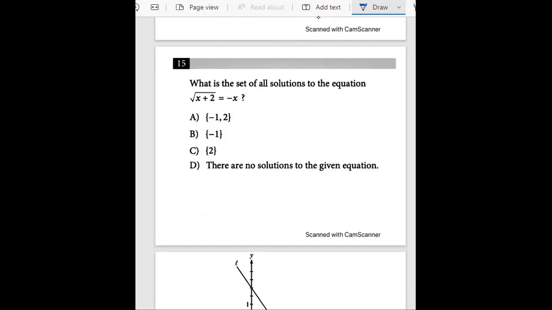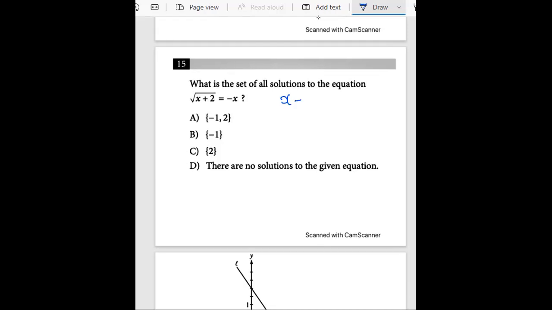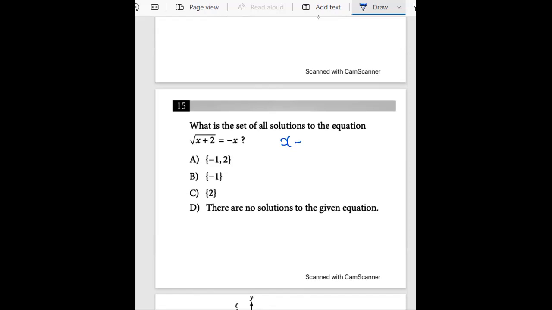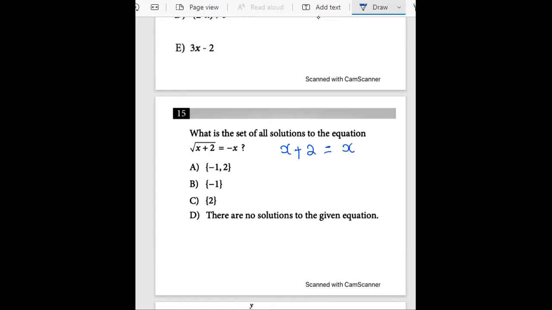What is the set of all solutions to the equation? Now this is again a question of how we solve such questions. By making x the subject. So I'll be squaring both sides and I will have x plus 2 equals minus x square. Minus x square would be simple x square. And now I need to find the values.